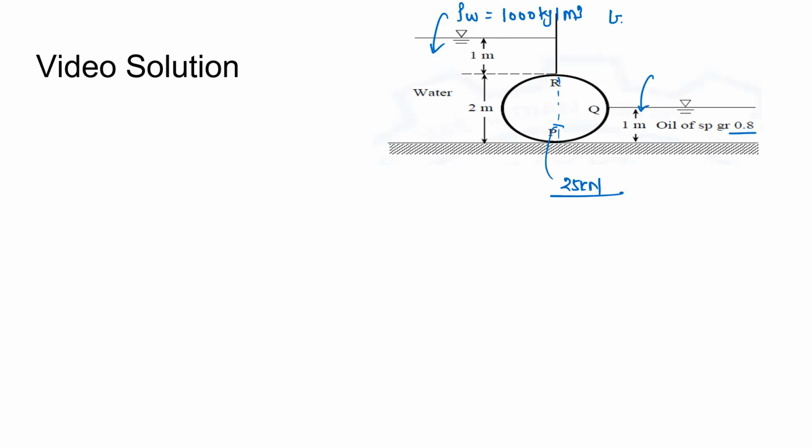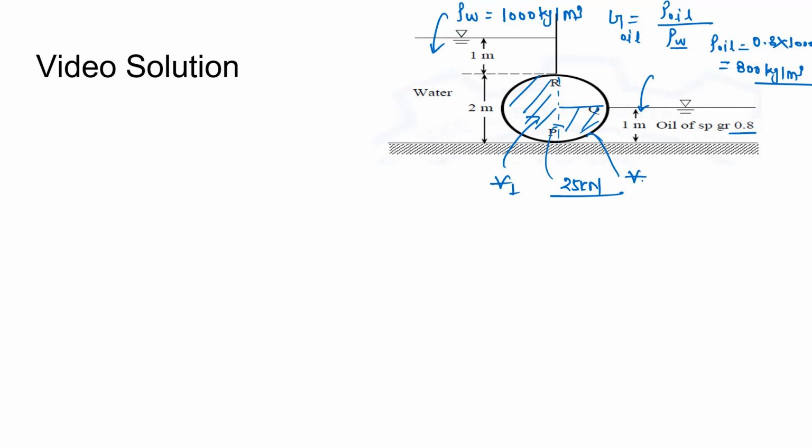So we know that G of oil will be density of oil divided by rho of water. So from here, rho of oil comes as specific gravity of oil is 0.8, and if you multiply it with density of water, which is 1000, we are getting rho of oil as 800 kilogram per meter cube. Now we can see that due to the water, this much volume is covered, and due to the oil, this much volume is covered. So we take it as volume 1 and we take it as volume 2.